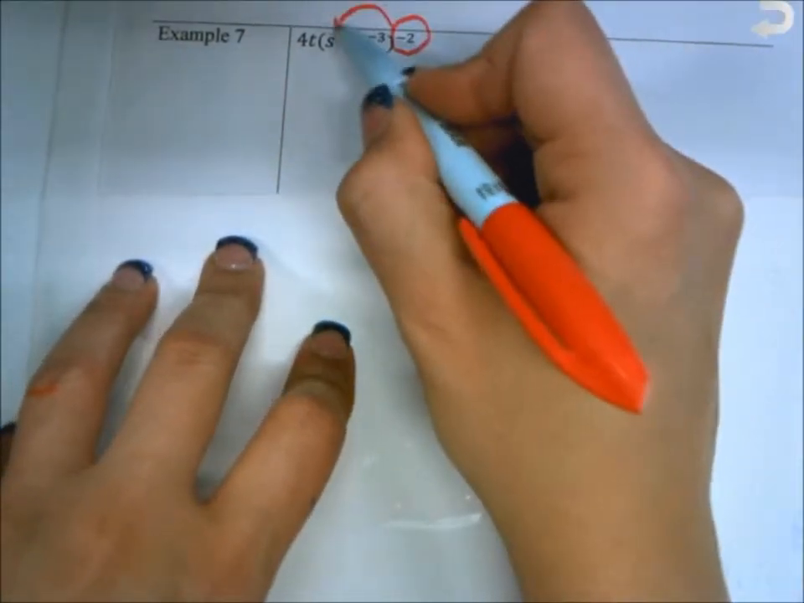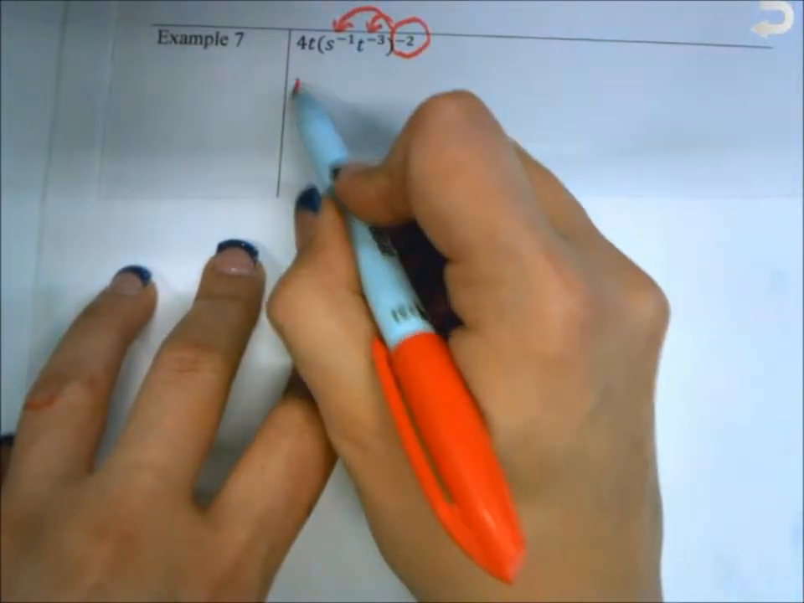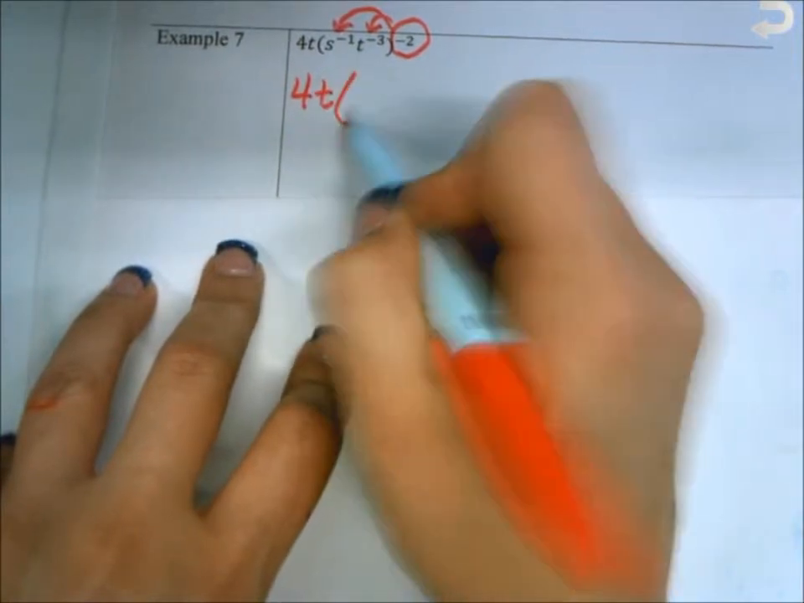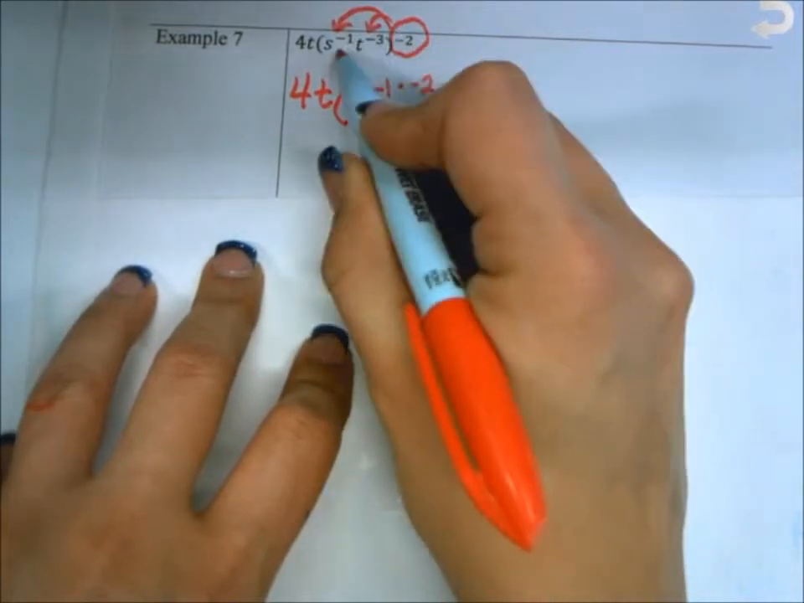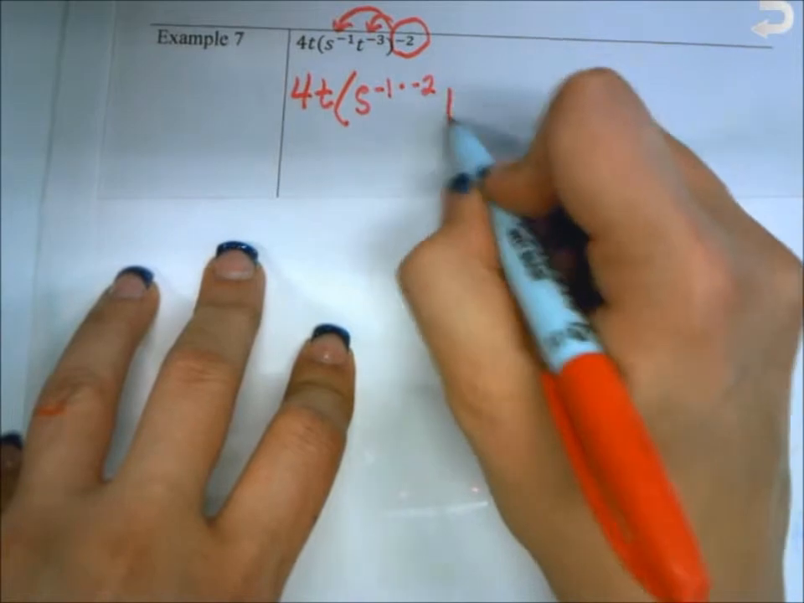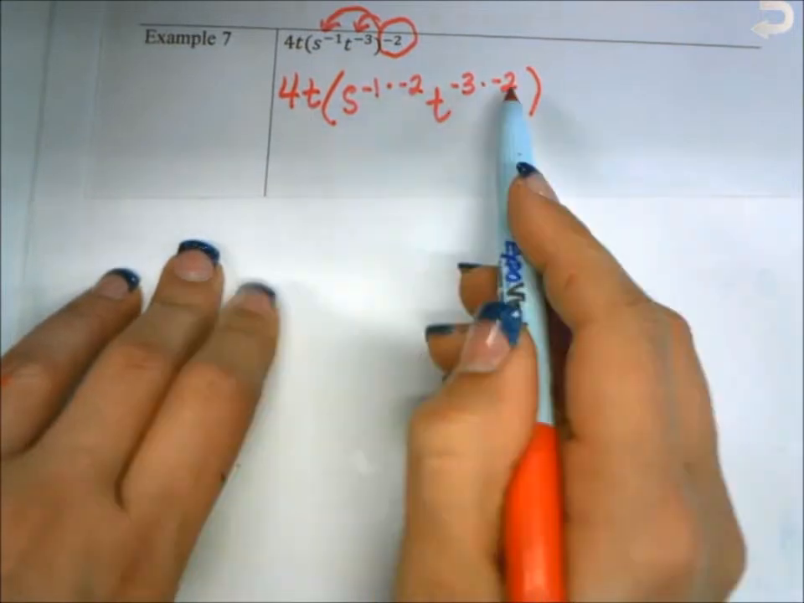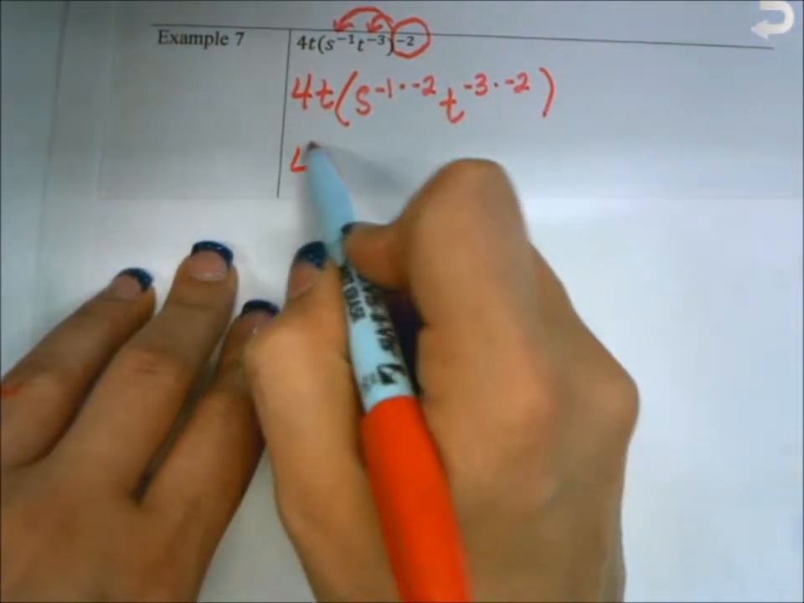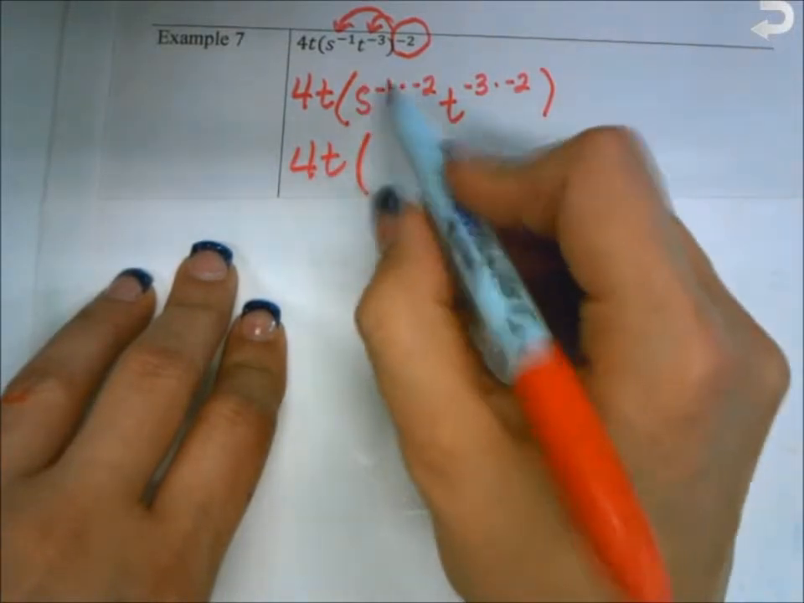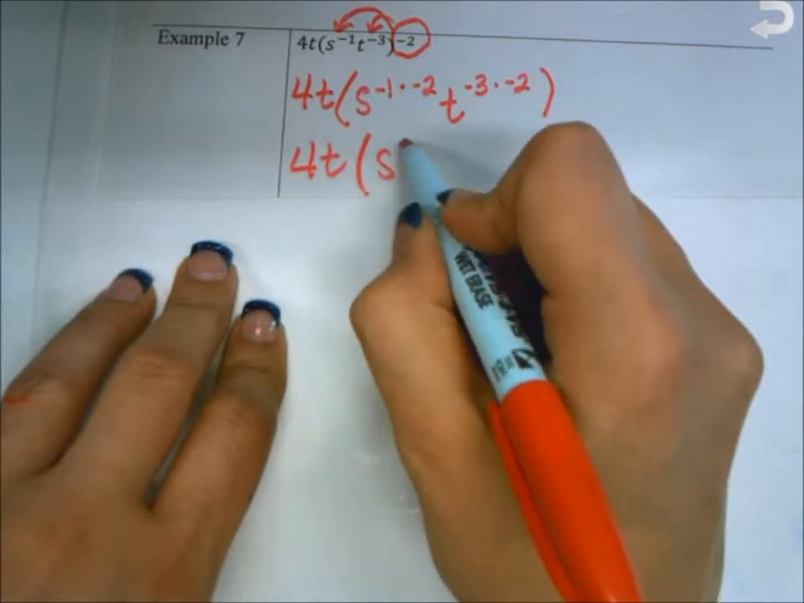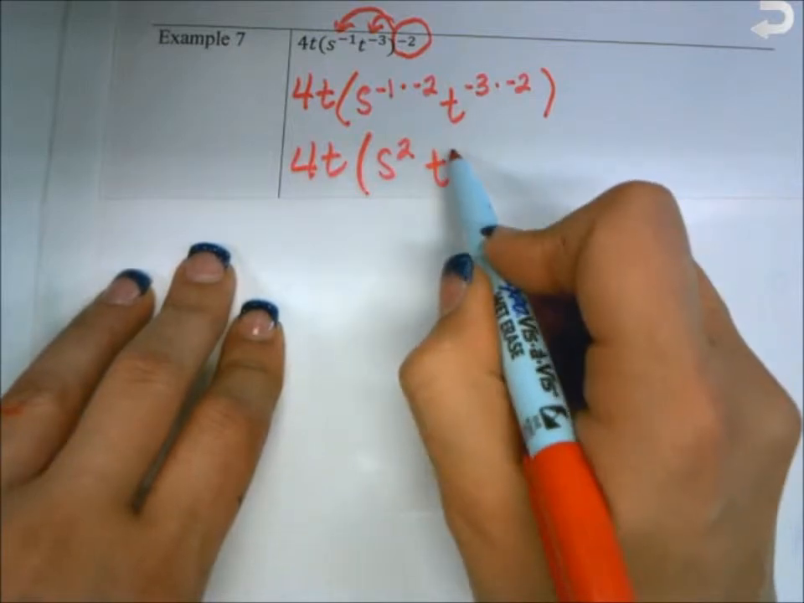So I'm going to get 4t times s to the negative 1 times negative 2, because we have to multiply those exponents, t to the negative 3 times negative 2. And we're going to keep evaluating those exponents before we distribute. So I have 4t times s to the negative 1 times negative 2 gives me s squared, and t to the negative 3 times negative 2 gives me t to the 6th power. So now I have 4t times s squared t to the 6th.